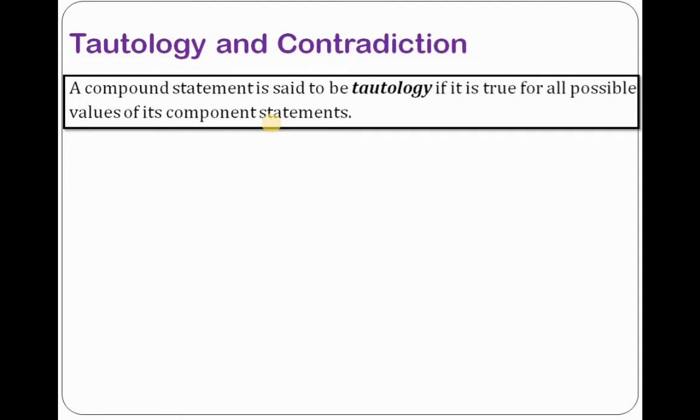So the next topic that we are going to learn is called tautology and contradiction. So let us try to understand the meaning of tautology and contradiction using definition. So the definition for tautology says a compound statement is said to be tautology if it is true for all possible values of its component statement. Now we know that a compound statement is made up of simple statements, so they are also called component statements. Okay, so no matter what the truth value of your component statement is, if a compound statement is always true, then such a compound statement is known as tautology.